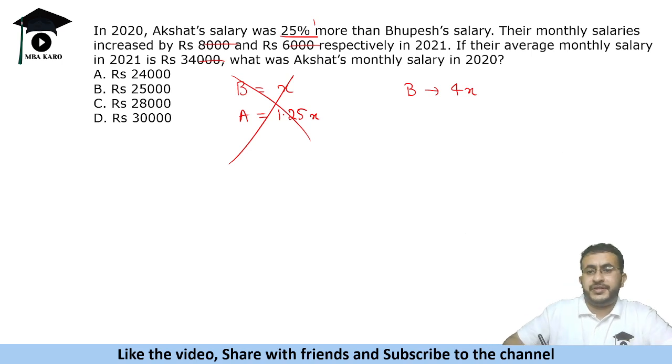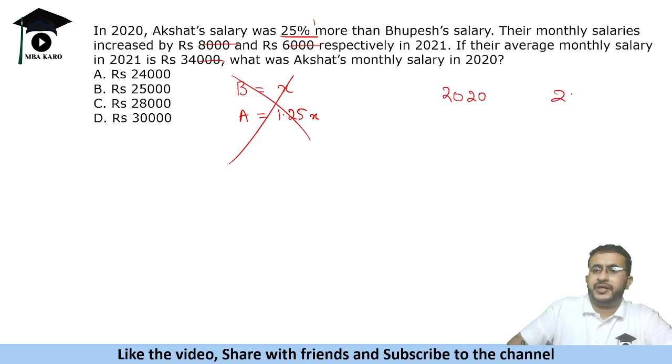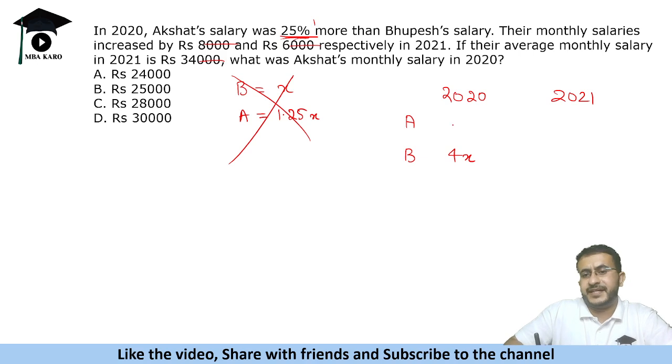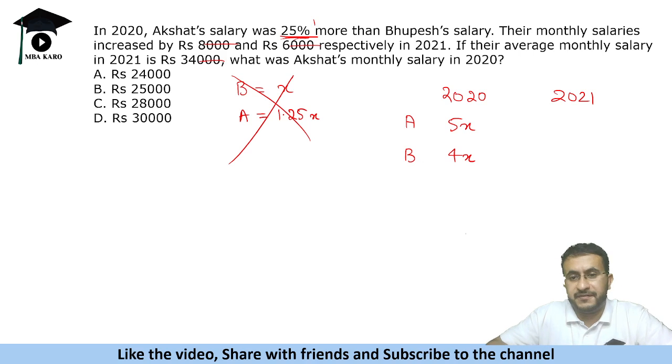So what we will do is 2020, it is talking about 2020. Okay, so 2020 and 2021. Now Bhupesh's salary is, we will take A and B. B we will take 4x and it is 1/4 more. 1/4 of 4x is x. So this is 5x. Now देखो, 1.25 से divide करना हो versus 5 से divide करना हो. Which is easier? 5 is easier.